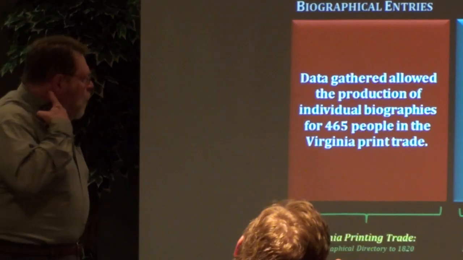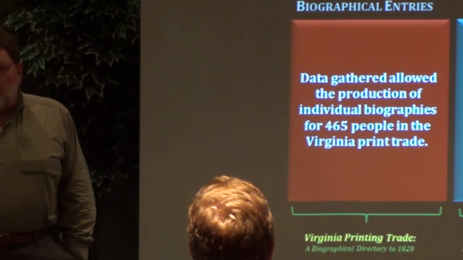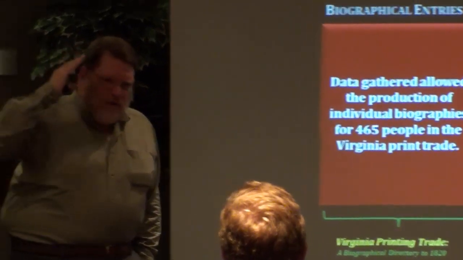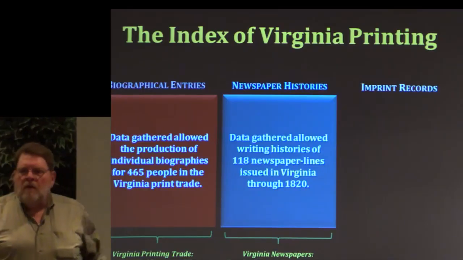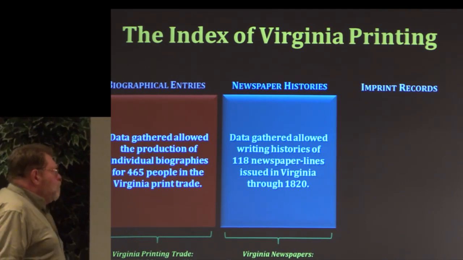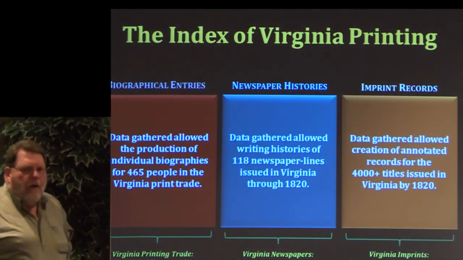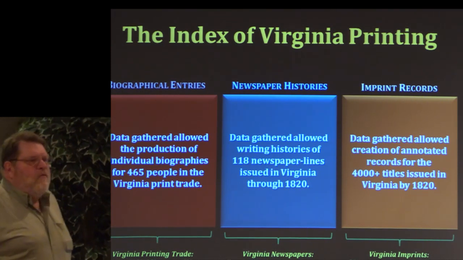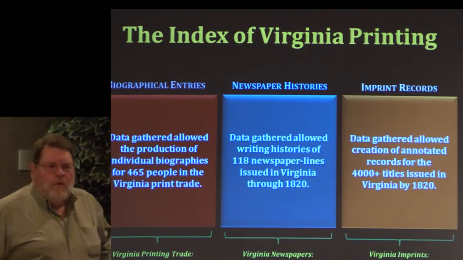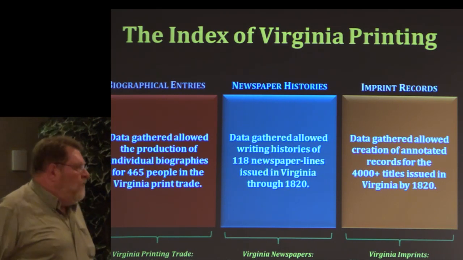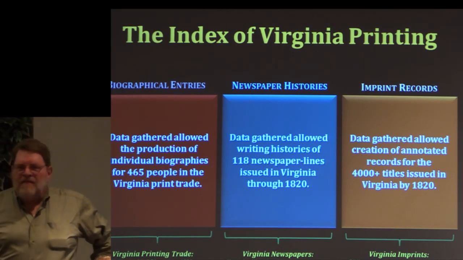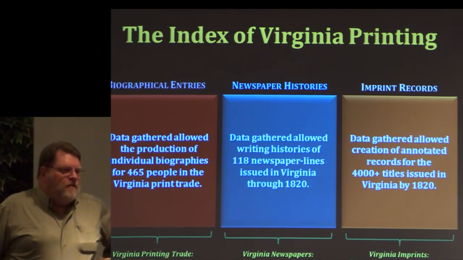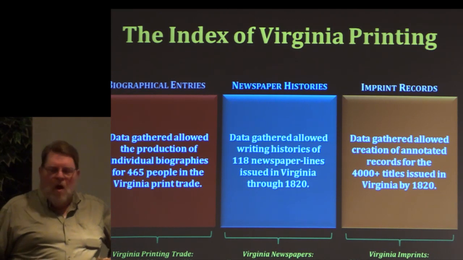I've been able to discern 118 specific newspaper lineages, essentially a genealogy of each newspaper, 118 different titles published before 1820, and the kicker, more than 4,000 titles produced by Virginia printers before 1820. Most of these are in standard reference sources, but somewhere around a third of them are not.